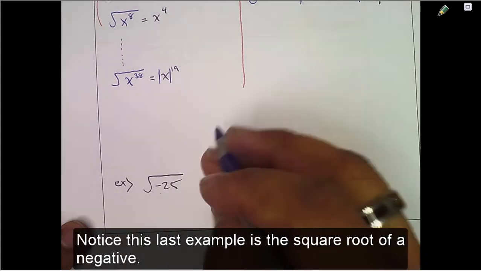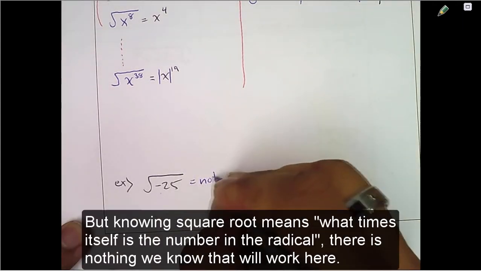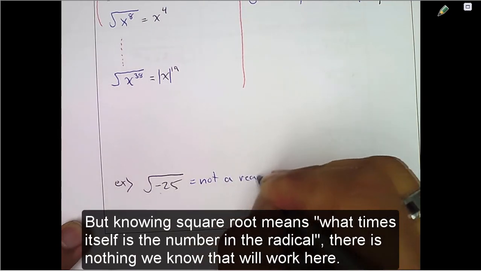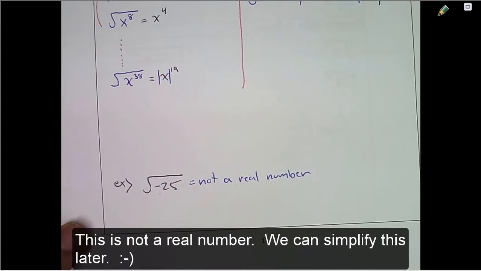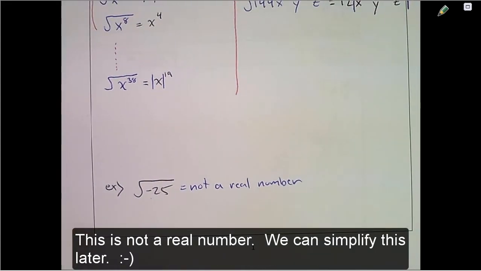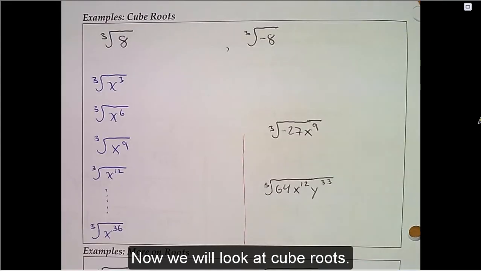Notice this last example is the square root of a negative. But knowing square root means what times itself is the number in the radical, there is nothing we know that'll work here. This is not a real number. We can simplify this later. Now we will look at cube roots.